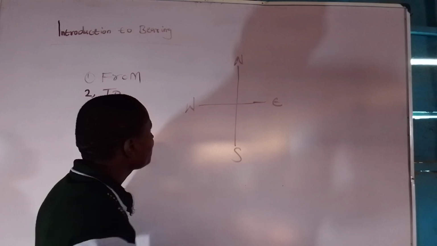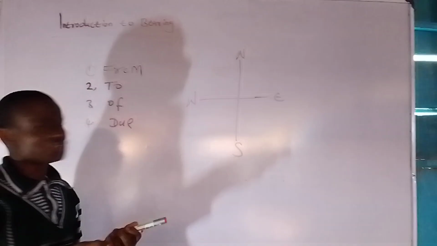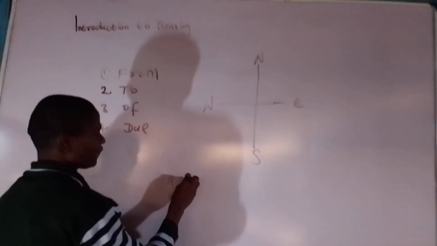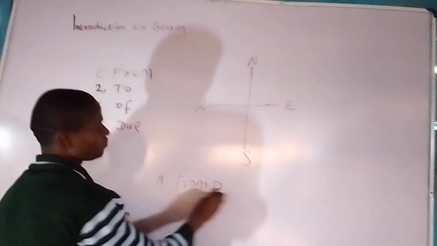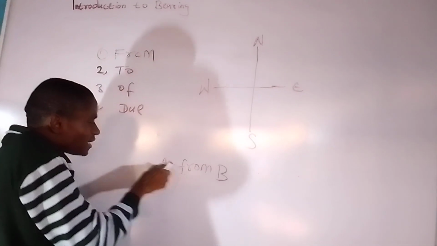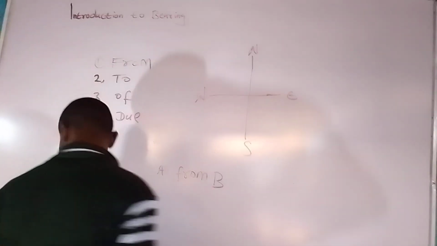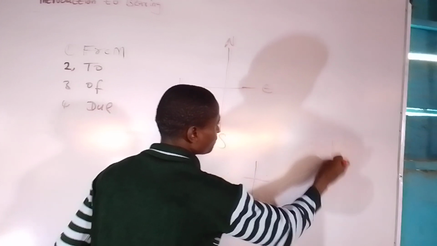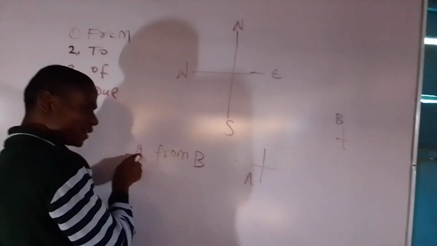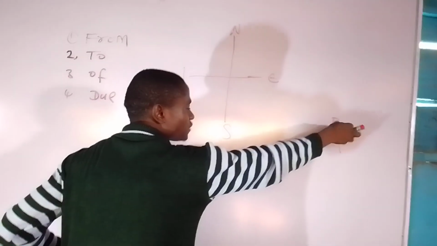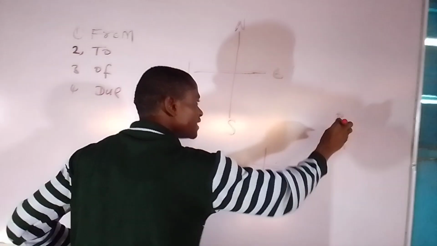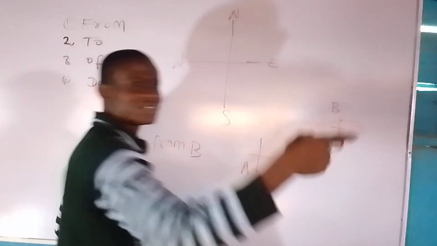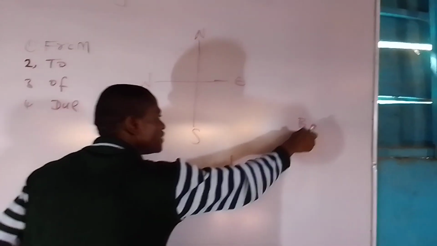Now, when you want to draw bearing, maybe you are given a calculation to solve, and they tell you the bearing of A from B. You know that when they say A from B, if you draw something like this, let's say that this is your A and this is your B. The bearing of A from B should be from B. You will start from this B, because they say the bearing of A from B. So you take your bearing from B.